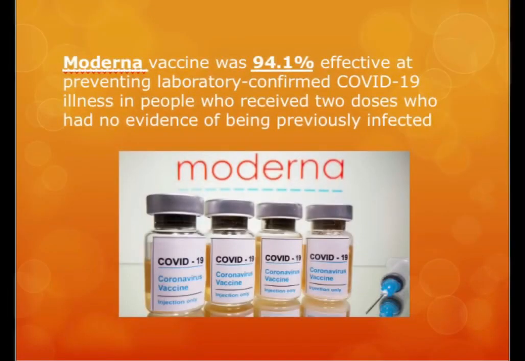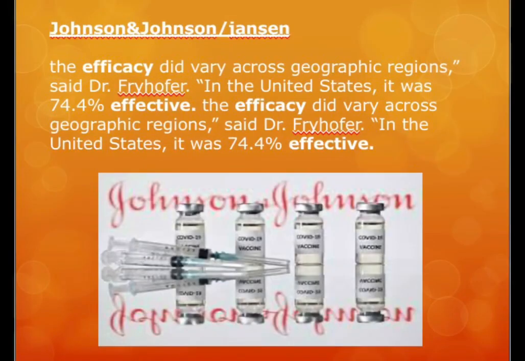Moderna vaccine was 94.1% effective at preventing laboratory-confirmed COVID-19 illness in people who received 2 doses and had no evidence of being previously infected. Johnson & Johnson: the efficacy did vary across geographic region, said Dr. Freihofer. In the United States, it was 74.4% effective.